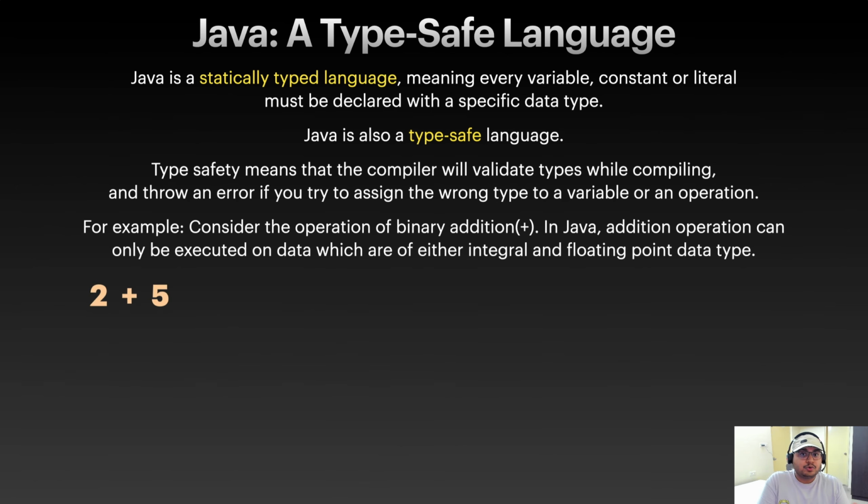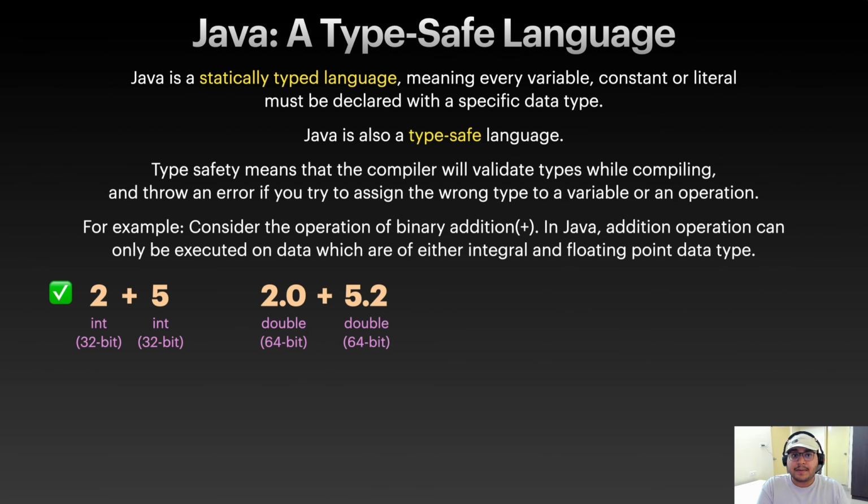Now, let's apply these rules to determine if an expression is valid or invalid. Consider the first expression, for instance. Here, we are trying to add 2 and 5, both of which are literals of int data type. This expression satisfies both the conditions for the binary addition operator. The correct number of operands are present and valid data types are there. Therefore, this is a valid expression. Consider the second expression. Here we are trying to add 2.0 and 5.2, both of which are literals of double data type. Again, this expression meets all the conditions, therefore it is also valid.